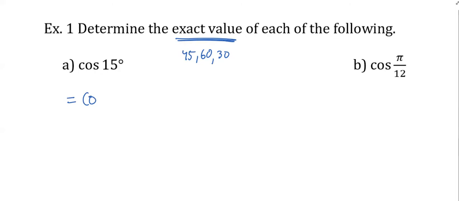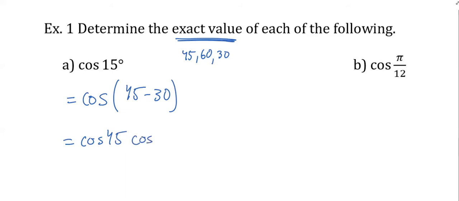So would you agree that the cos of 15 is equal to the cos of 45 minus 30? All I did was replace 15 with something else that equals 15. And I have a formula for this, which I can use now to figure it out. So this is equal to cos A cos B plus sine A sine B. I'll do this one because we haven't been working in degrees for a little while, have we?